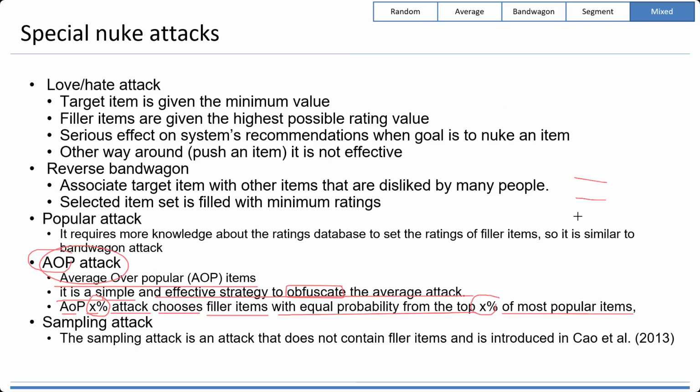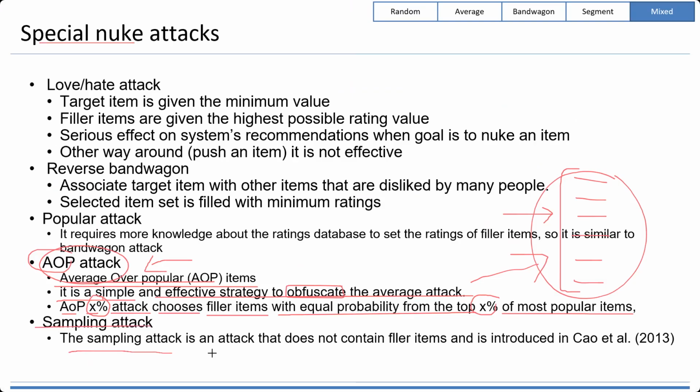So we have some items. Okay, let's say I want to select from the top 10 popular items. And from the top 10 popular items, I need to make the average over popular items, and this top 10 will be selected, and we will do the attack on this one. Okay, sometimes we can use that for the special nuke attack. Or the easy one is the sampling attack. The sampling attack is an attack that does not contain filler items and is introduced in this one. Why do I make a lot of typos?